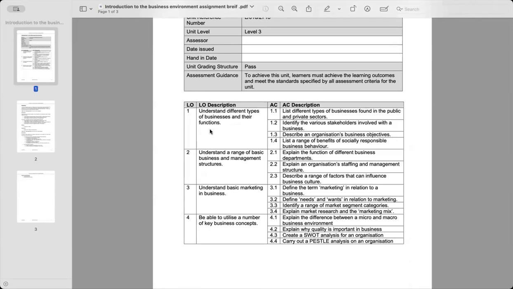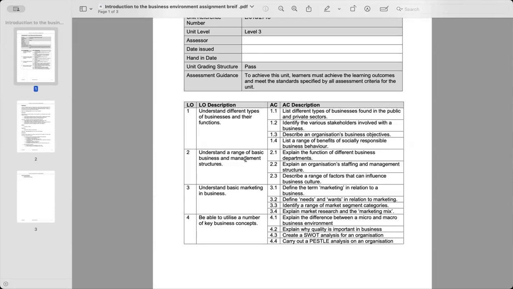Our first lecture was about types of business and their functions. We discussed the different types of businesses in the public and private sectors, including sole trader, partnership, corporation, and government entities. We identified stakeholders such as customers, employees, investors, and suppliers. We described businesses' objectives like profit making, growth, and customer satisfaction. Finally, we listed benefits of socially responsible behavior, including improved reputation and community trust.